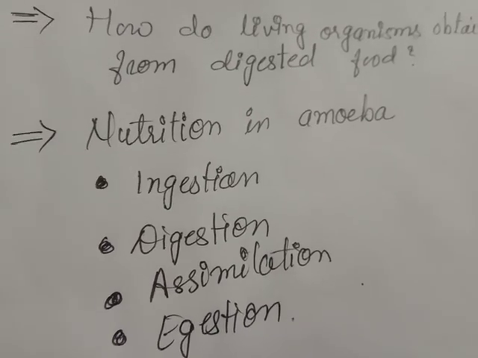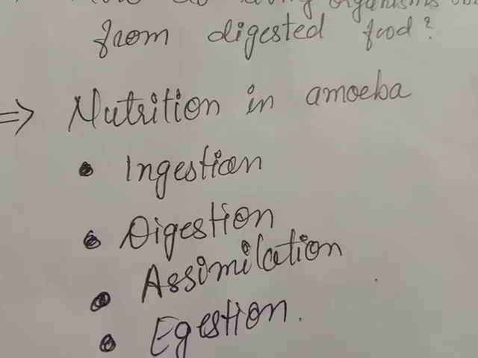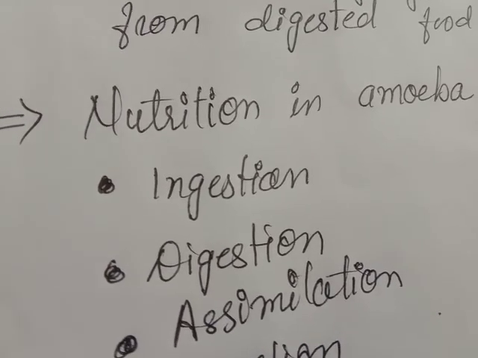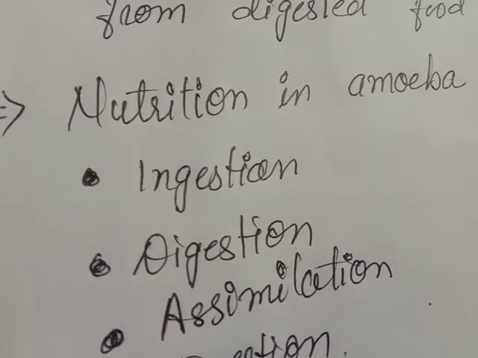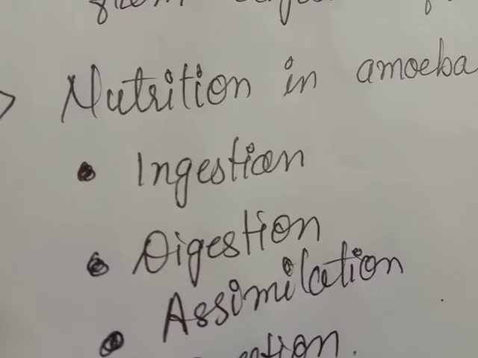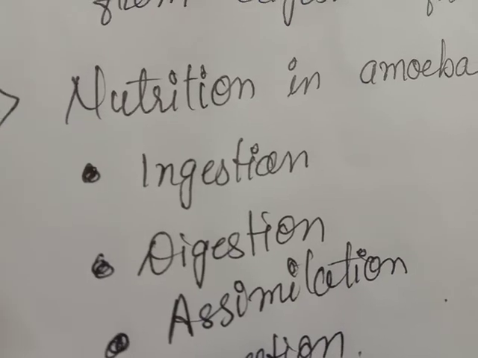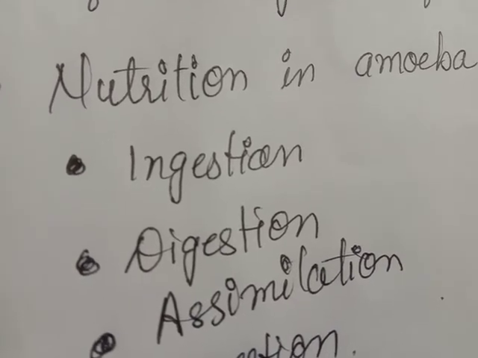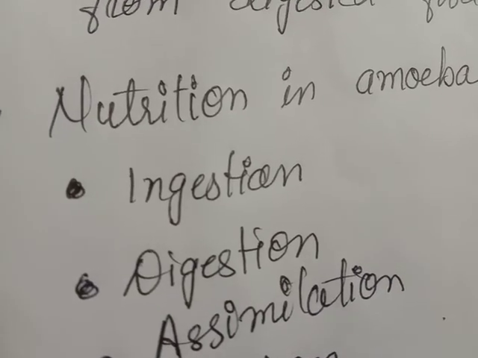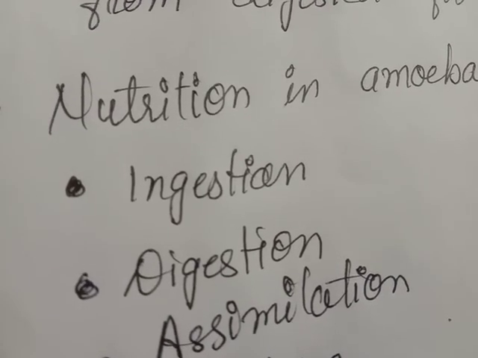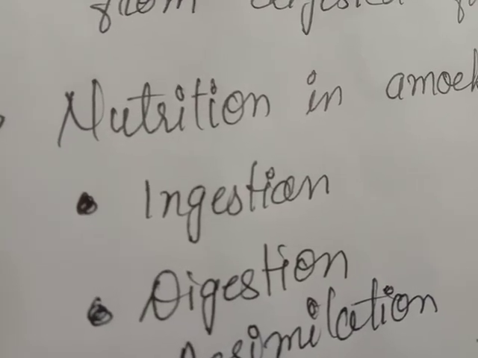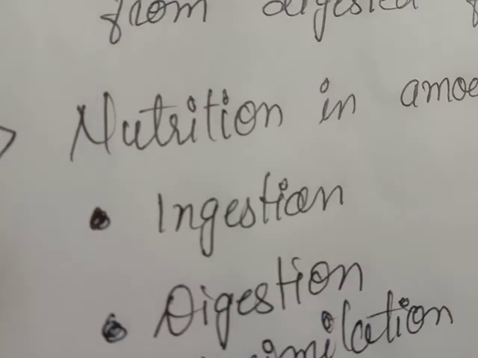Now come to nutrition in amoeba. Amoeba is a microscopic unicellular living thing. It lives in fresh water, puddles and ponds and feeds mostly on remains of plants. It is interesting to note that even in such small organisms, the steps involved in obtaining nutrition are the same as in higher animals.